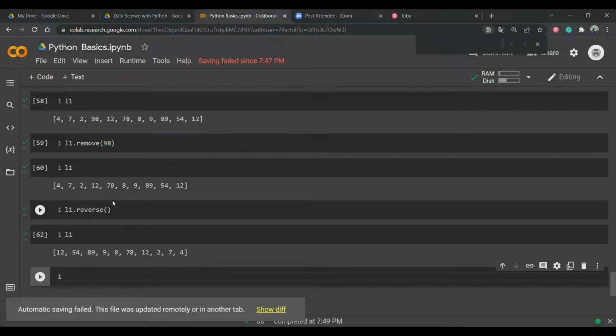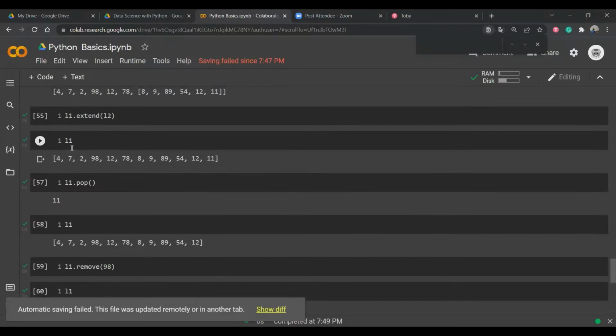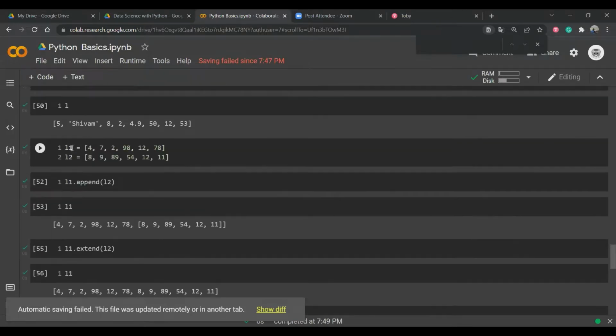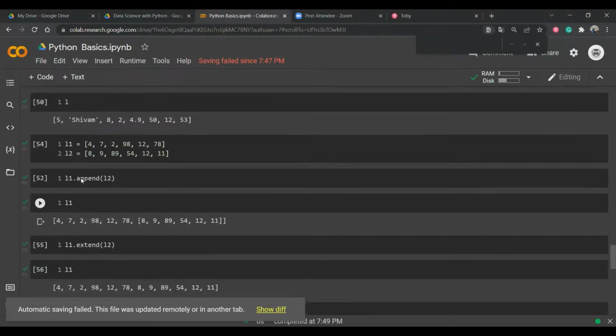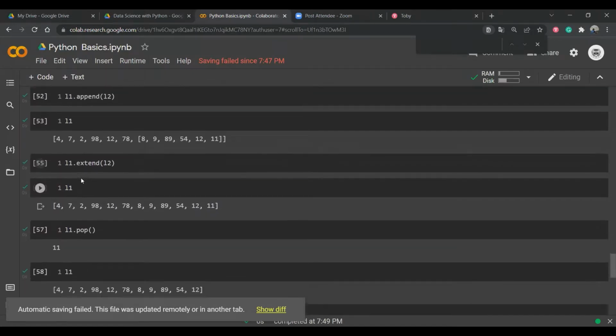If you have more than one 98, and it is removing by the name of the element, then definitely it needs to remove all the 98s, or you can try to check it. Just check it here itself. Don't be in any confusion.